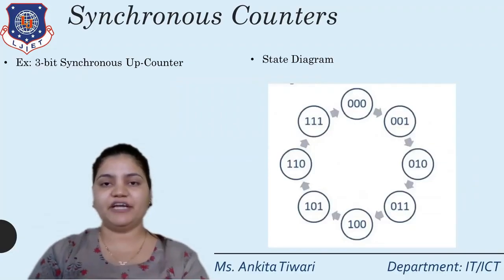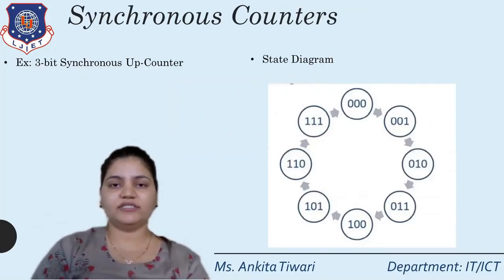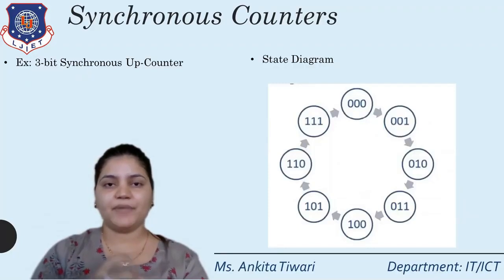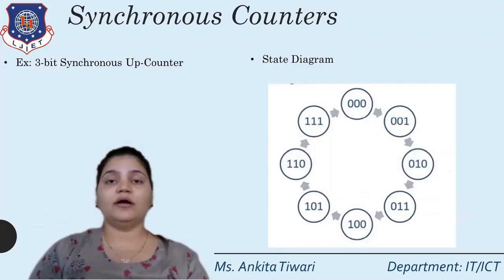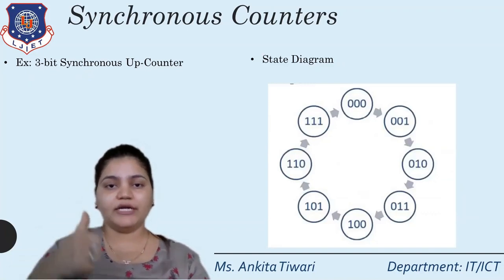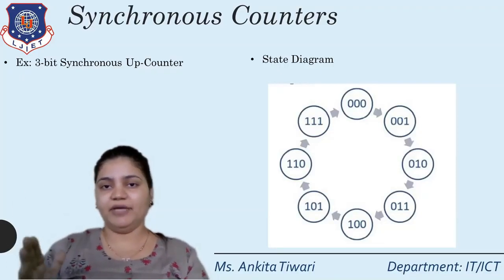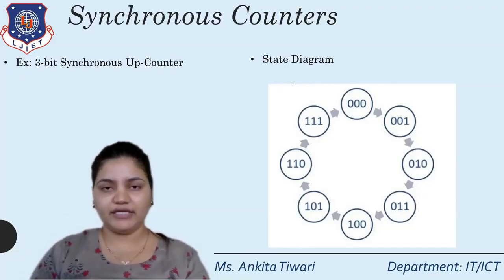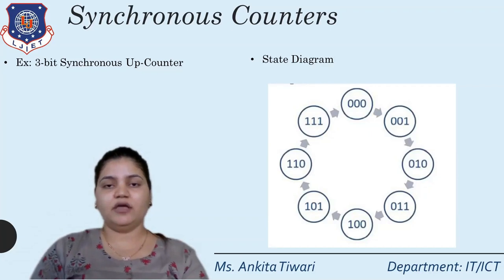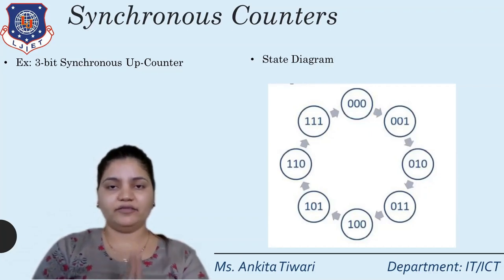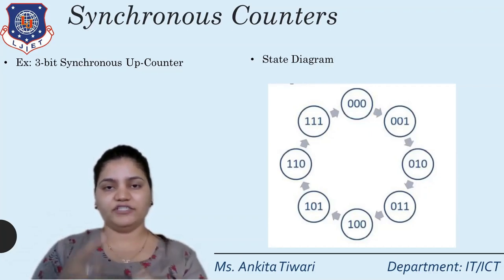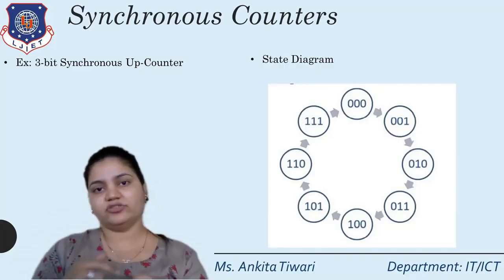The first example that we are going to see in this synchronous counter is the 3-bit synchronous up counter. As we know, counters are classified into 3 types: up counter, down counter, and up-down counter. Here we have taken an example of an up counter, which counts values from 0 till n. N can be any number of bits. Here I have taken an example of 3 bits. That means it will start with 0 0 0, the first value, and we have to reach till 0 0 0.